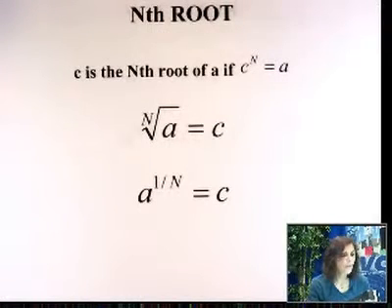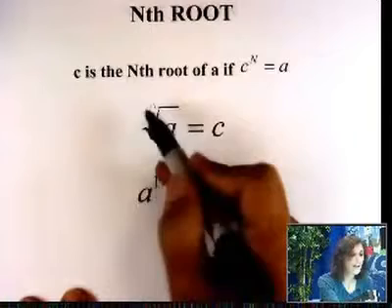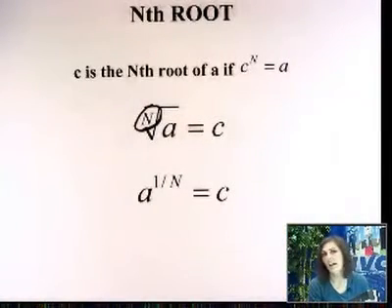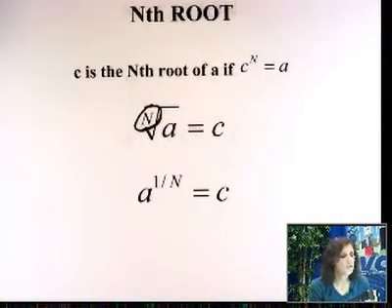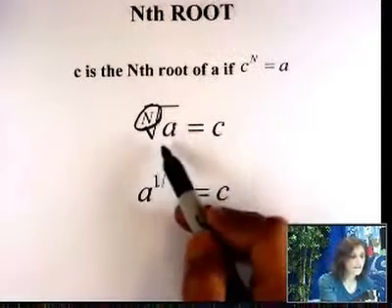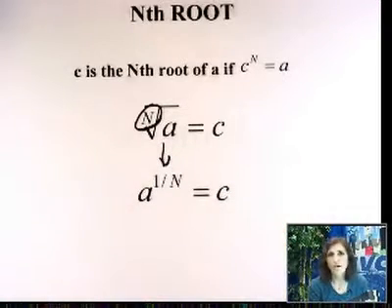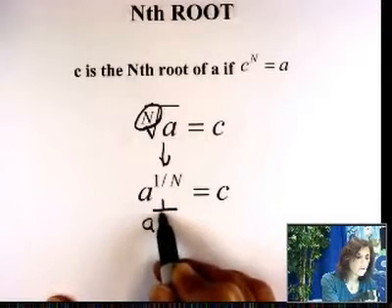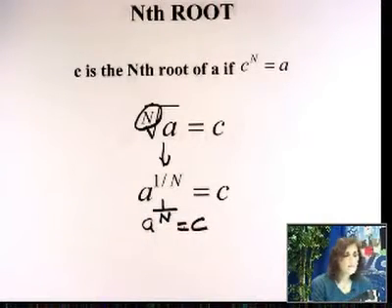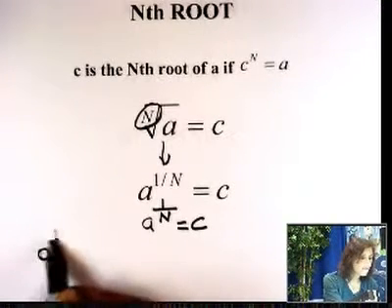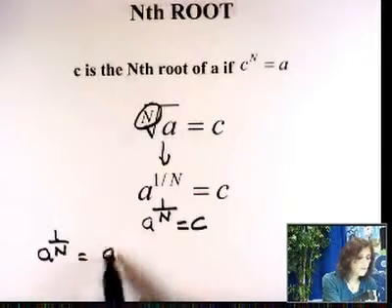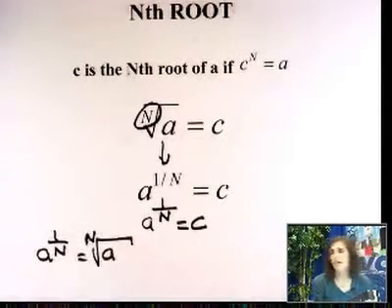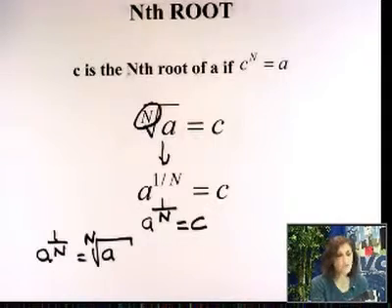When we talk about the nth root of a, we write it like that. There is an index here, and it has to indicate a positive integer. The nth root of a is c. I can also write this as a to the 1 over n. So this is the same as this. Okay? Let's look at that. So this notation and this notation are identical. This is one thing that you need to memorize.